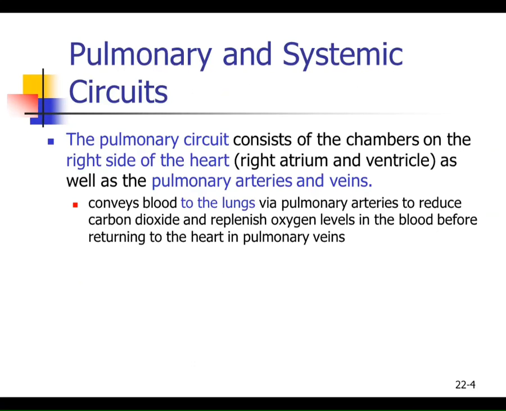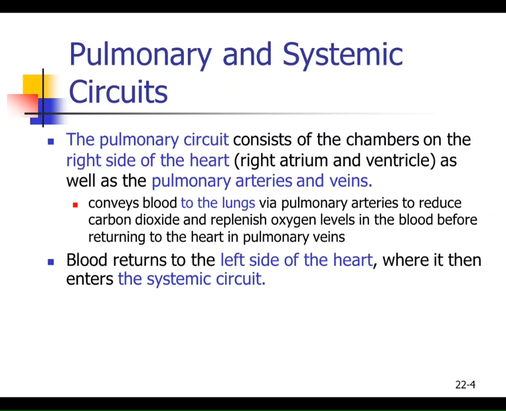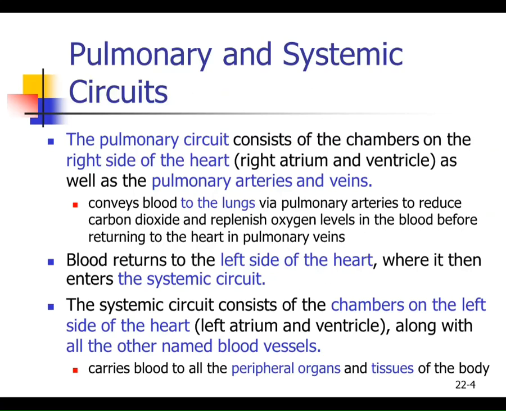Now, pulmonary and systemic circuits. Two circuits, again, all one big cardiovascular circulatory system, but we can divide it up into the pulmonary side and the systemic side. Again, we've already said the pulmonary side is dealing with the right side of the heart. That is pumping blood over to the lungs and then back to the heart. And then the systemic side is going to be pumping blood under pressure to the rest of the body. Out the aorta, out all the arteries that we're learning to name in the body, to the tissues.